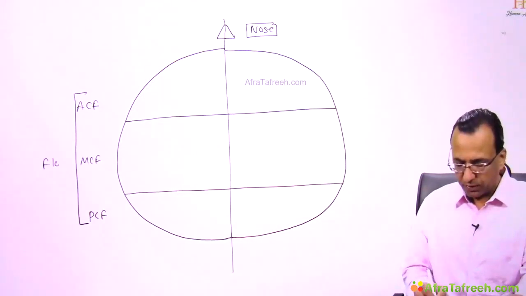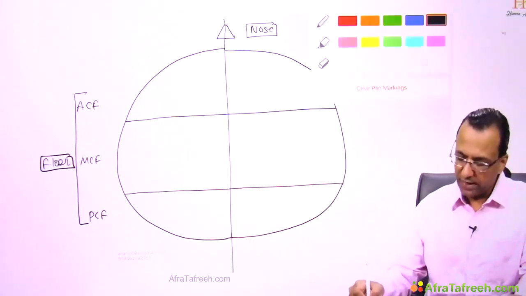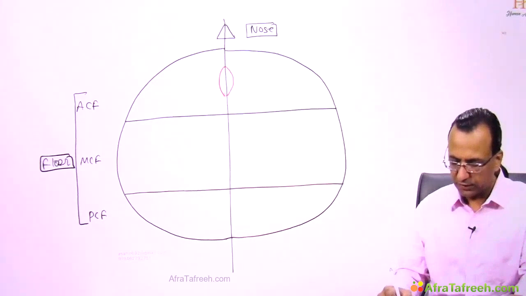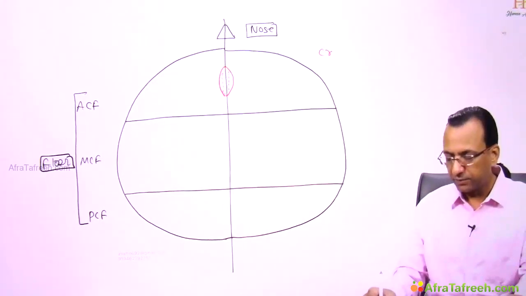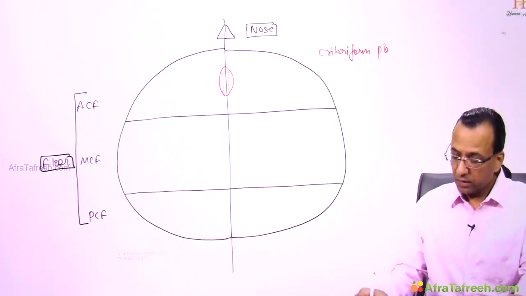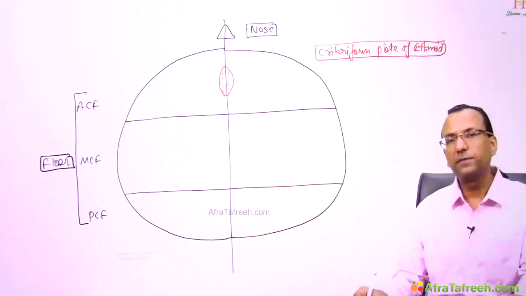So, the floor of the anterior cranial fossa, what will you notice? At the floor of the anterior cranial fossa, what we notice is the cribriform plate of the ethmoid bone. And this cribriform plate of the ethmoid bone is actually having multiple openings. And what are those multiple openings for?